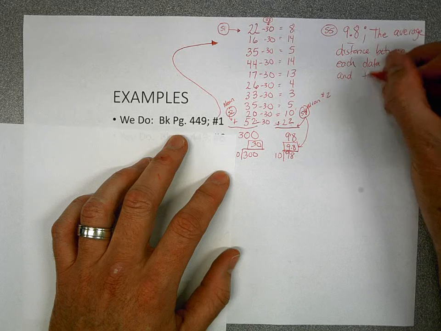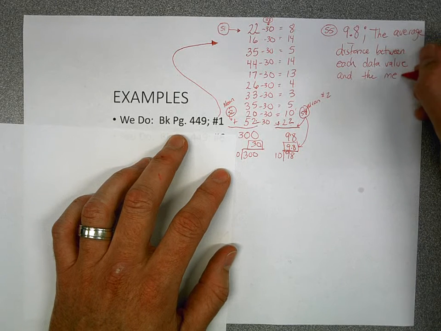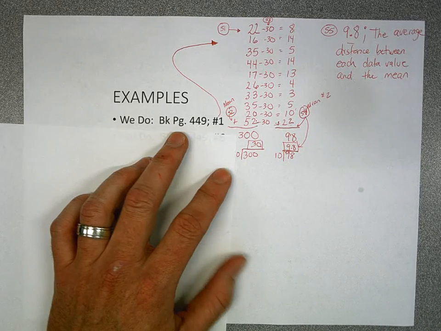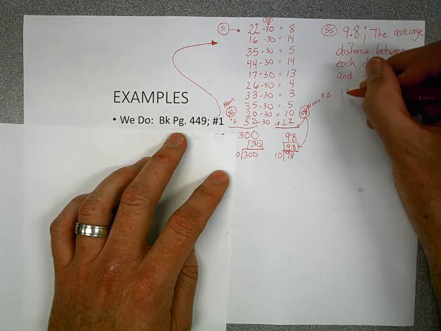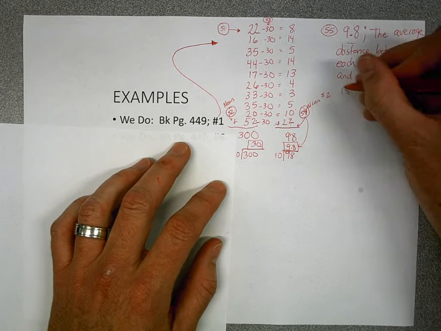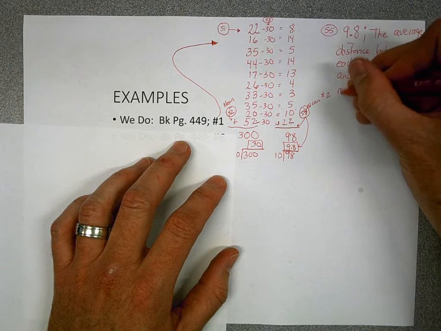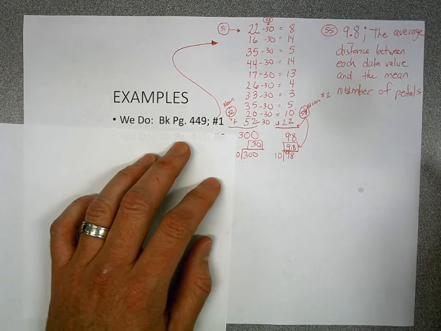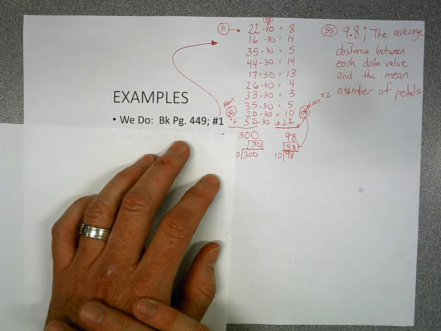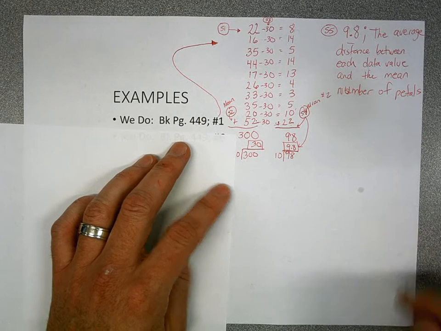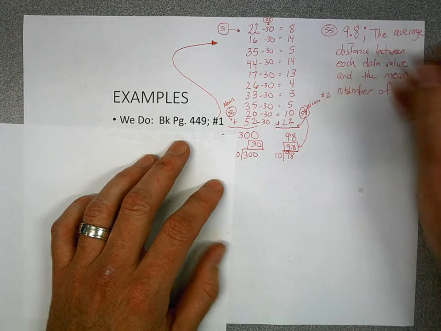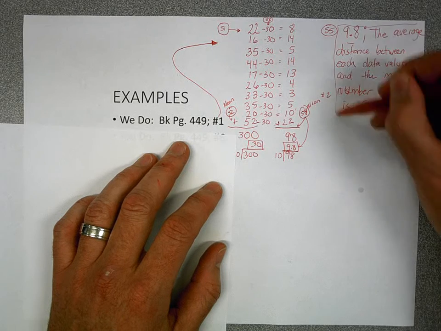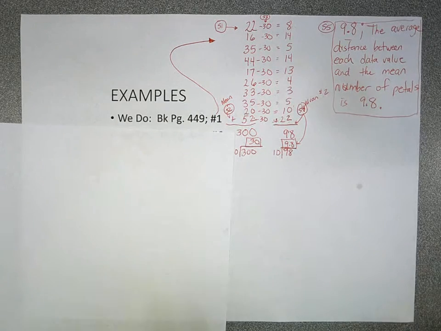And of course, the mean of 30, right? The average distance between each data value and the mean, and let's clarify the mean. Remember, it was the mean number of petals, because that's what we were talking about. Kind of the average number of petals on all these roses was about 30. So the average distance between each data value and the mean number of petals is 9 8/10. So just clarifying that, restating it with the definition in sentence form.